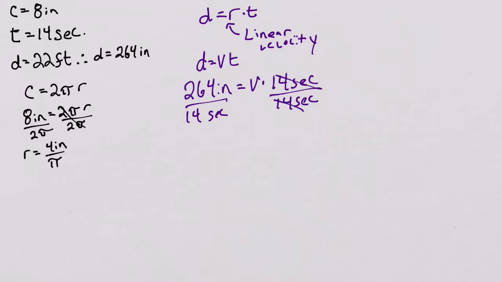These cancel out. And when you put 264 divided by 14 in there, we'll get that v, our linear velocity, is approximately 18.86 inches per second. Okay, so from here, we're going to use this bit of information to find our angular velocity.